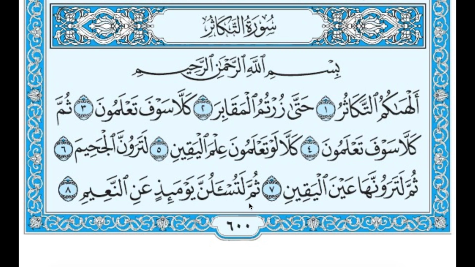So if I say thumma, it indicates that what came after the word thumma actually came after the event that we're talking about, but not necessarily immediately. So there could be a time gap in between. If I say he did A, thumma, he did B, so for sure B came after A, but not necessarily immediately after. That's the meaning of thumma.